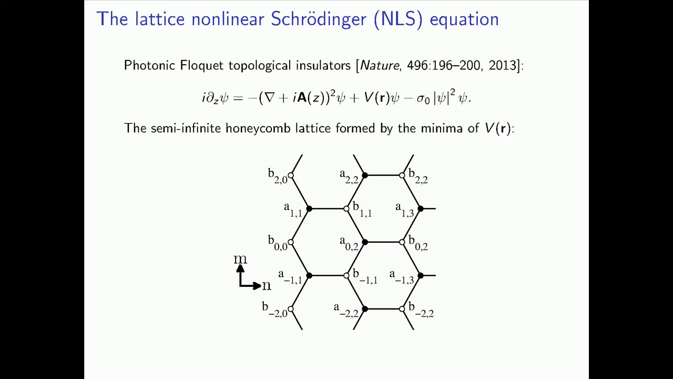The system is described analytically by the lattice nonlinear Schrödinger equation shown as the top equation. Assuming that the minima of the potential V are relatively deep, the system is described well by a tight binding model on a semi-infinite honeycomb lattice, as shown in the bottom figure.